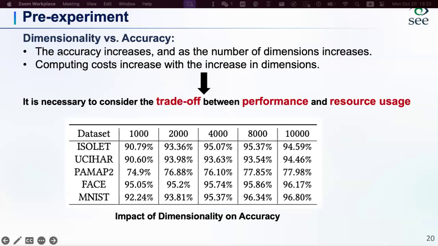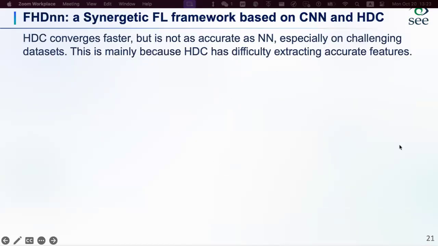And we also tested different dimensions of the HDC vector. It can be seen that as the dimension of the hyperdimensional vector increases, the accuracy also increases. However, the communication cost will also increase if we increase the dimension. Therefore, it's necessary to consider a trade-off between performance and resource usage. So for this preliminary study, we can give a brief conclusion that HDC converges fast, but it's not as accurate as the neural network, especially on some challenging datasets. This is mainly because HDC has difficulty extracting accurate features.